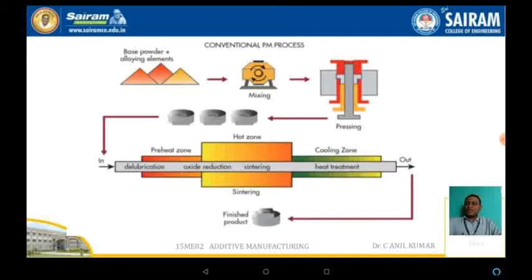The first basic thing is to get the metallic powder, either a metal powder or an alloy powder. These powders are compacted or pressed in a press, and then the obtained compacted near net shape component is heated in an oven. That process is nothing but sintering. Sintering depends upon the type of material we are using, and it can even be done in a furnace.